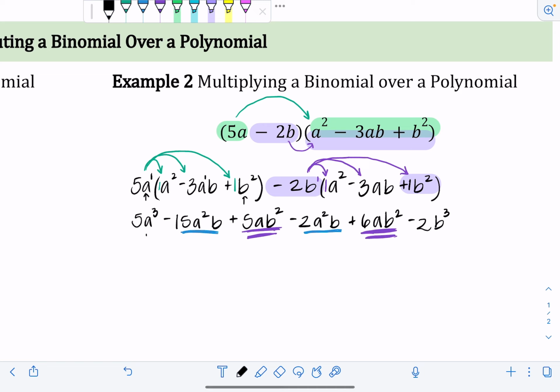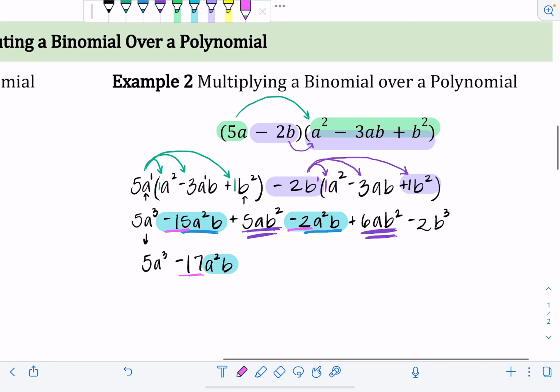Okay, so for our final answer, I'm going to write the 5a to the third power first. And the order here technically doesn't matter. I just kind of try to copy down as close to the order it was written in originally. And then for the negative 15a squared b and negative 2a squared b, those are like terms, so I get to combine them. I have to add their coefficients. So negative 15 plus negative 2 together is negative 17. And then the a squared b part stays exactly the same. That part doesn't change. We just add negative 15 and negative 2 to get negative 17.